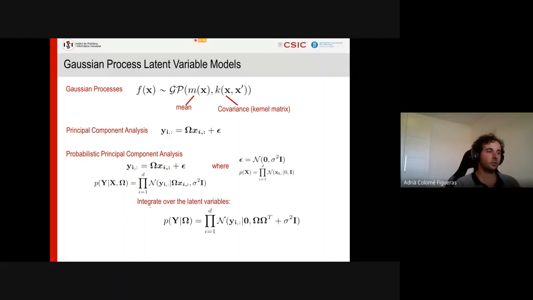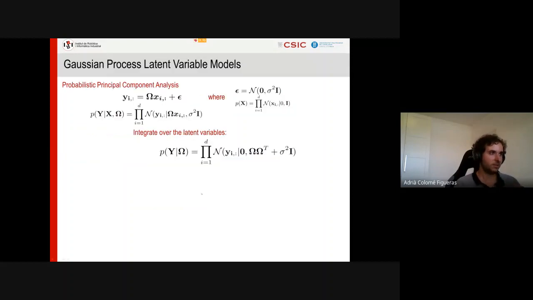And then you can integrate over the latent variables. So you do the integral over x of this equation here. And then you end up with this likelihood function, which is the probability of the data given the latent space projection, this guy here, and then you maximize this likelihood, and then you obtain the latent space projection matrix omega. Okay, so far, not very difficult.